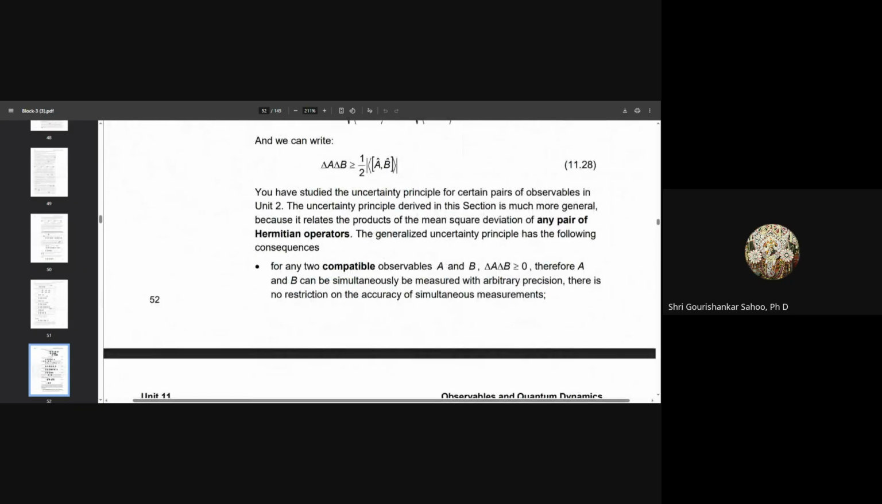So by solving it, you will arrive at del A del B greater or equal to half the modulus of the expectation value of the commutator of A cap and B cap. So this is the uncertainty principle for certain pairs of observables. The uncertainty principle derived is more general, because it relates the product of the mean square deviations of any pair of Hermitian operators. And the general uncertainty principle has the following consequences.